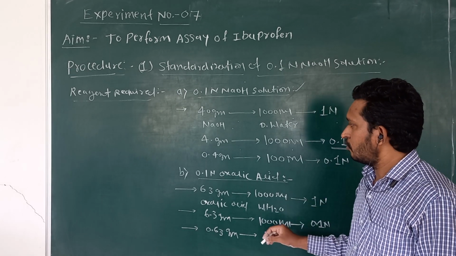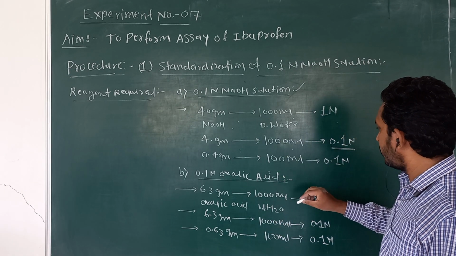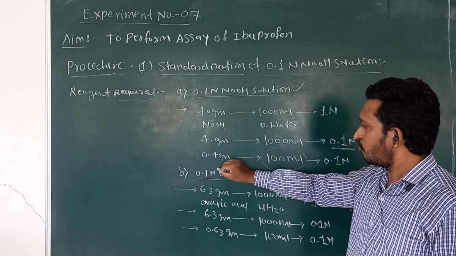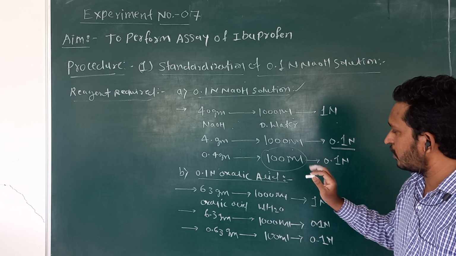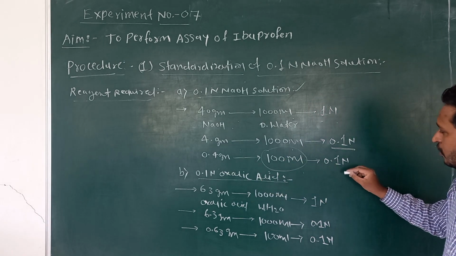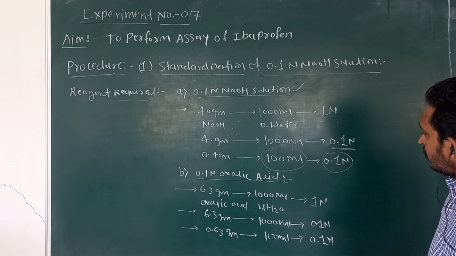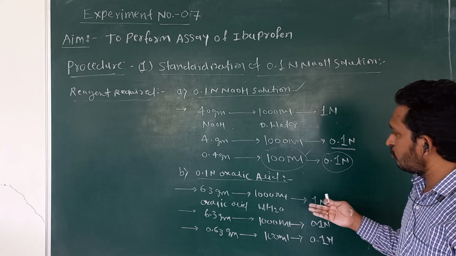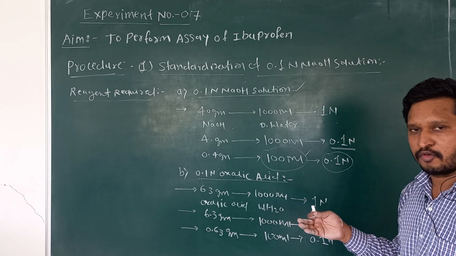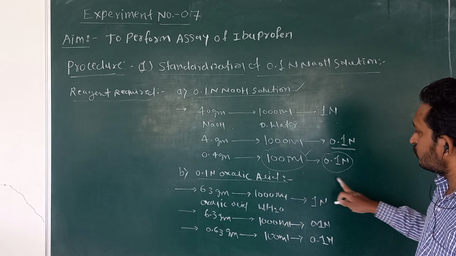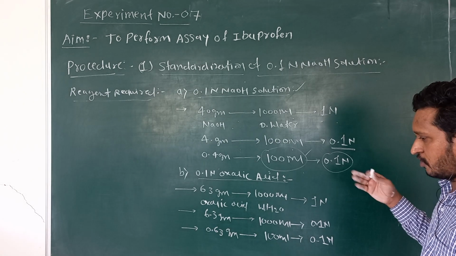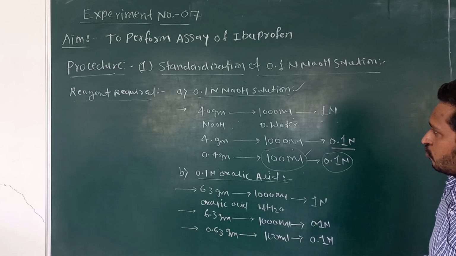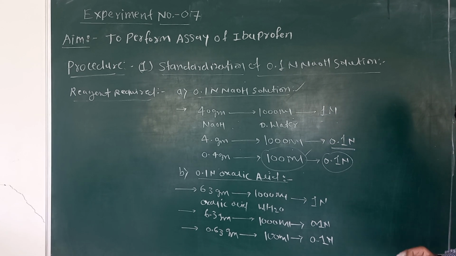Suppose you want it for 100 ml. Then you have to take 0.4 gram of sodium hydroxide and dissolve in 100 ml of water. So that will be 0.1 normal NaOH solution for 100 ml. So we will do the preparation of sodium hydroxide for 100 ml, and the strength will be 0.1 normal. So this is for 0.1 normal NaOH solution for 100 ml capacity.